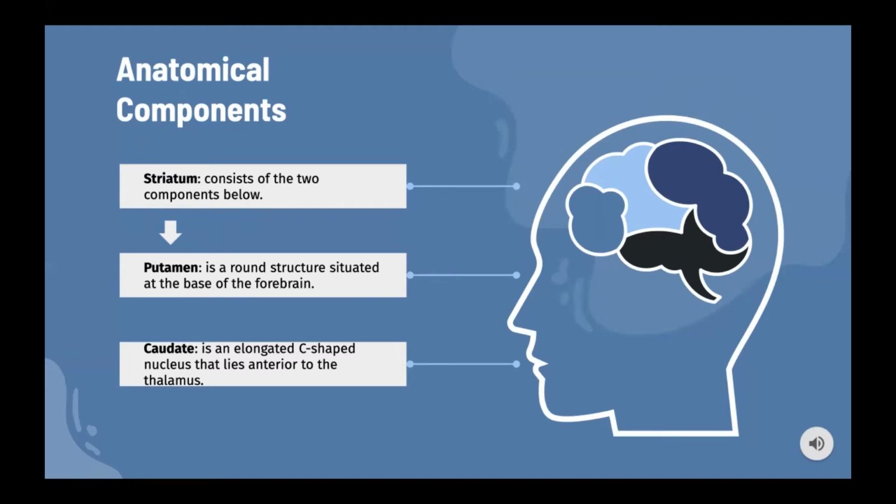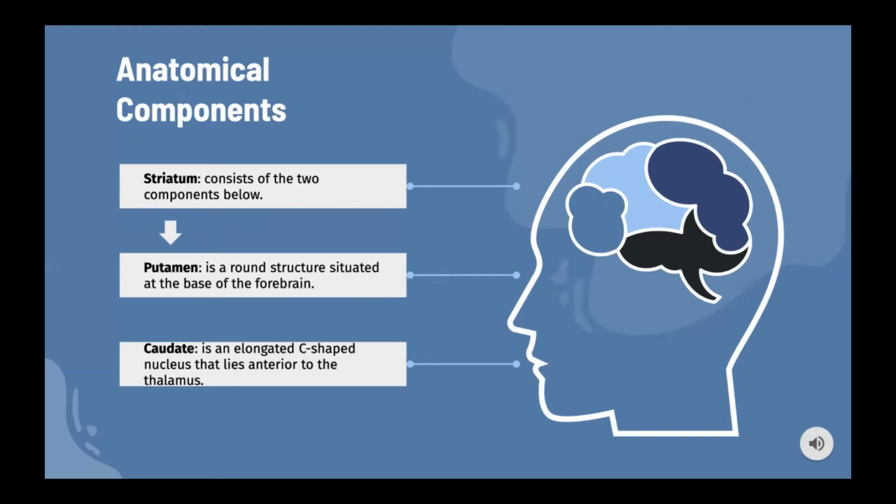The putamen is a round structure situated at the base of the forebrain. It is most lateral of the basal ganglia on the axial section of the brain. The main function of the putamen is to regulate motor functions and influence various types of learning, and it employs dopamine to perform its functions.